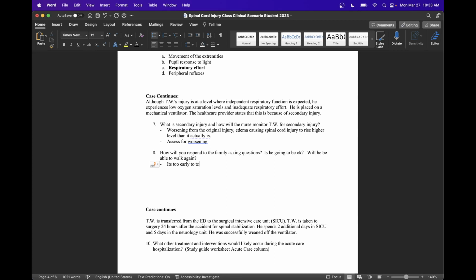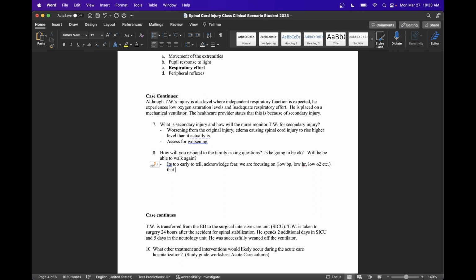Acknowledge your fear. You're scared right now, your blood pressure's low. We're going to focus on getting your blood pressure up. Your heart rate's low, your oxygen's low. Right now our focus is that. That's what we're focusing on. I'll have the doctor come in and talk to you about what's going on.